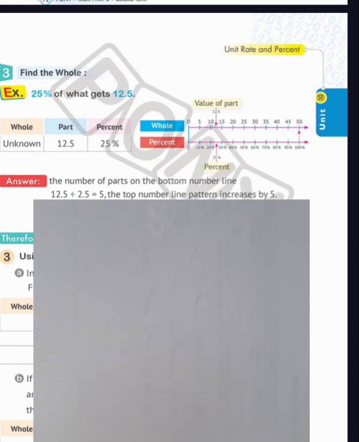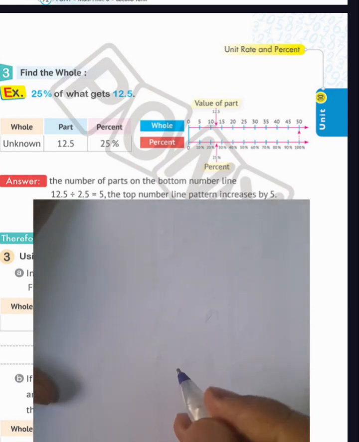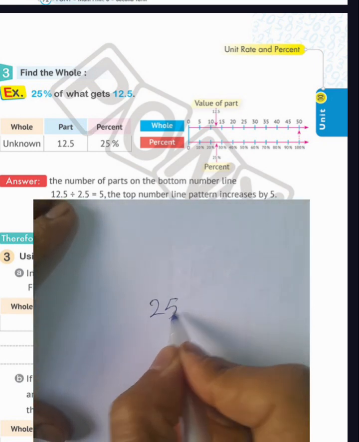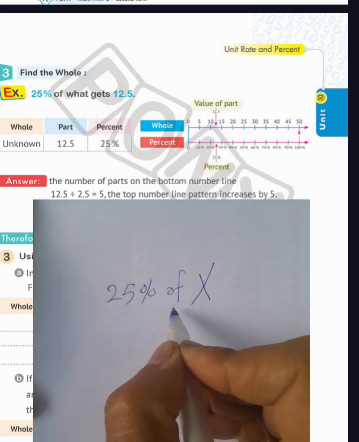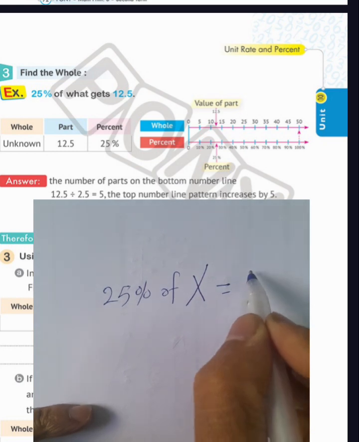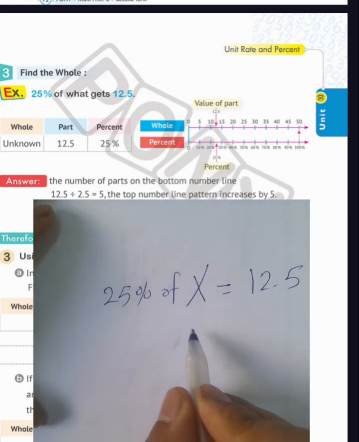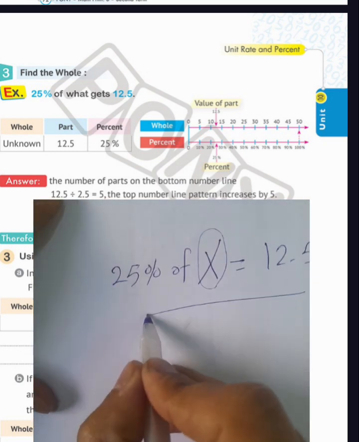Okay, pay attention with me. You want to find what? The number. Ask it about 25% of what, such that x of x gets 12.5. It means you want to find the whole number. We can draw the table here.